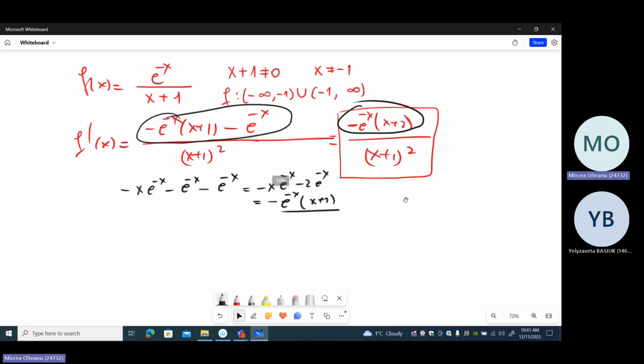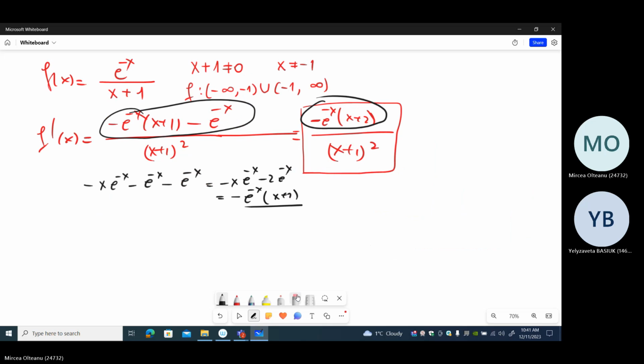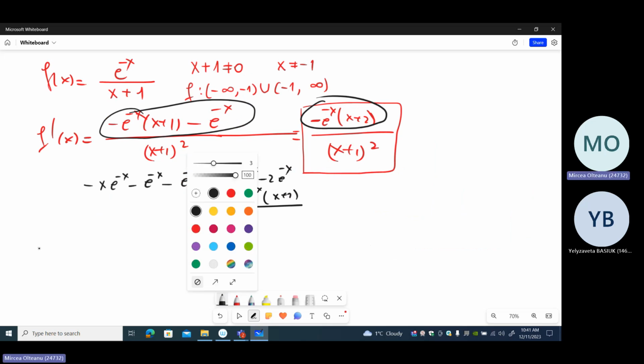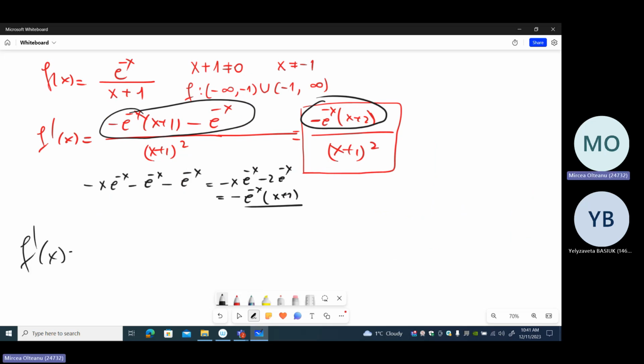Okay, now the second step is to solve the equation f prime of x equals 0, which means minus e at minus x times x plus 2 equals 0. Here we have e at minus x equals 0 on one hand, on the other hand x plus 2 equals 0.